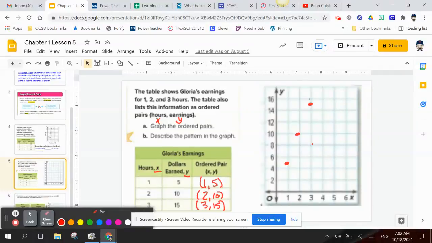So to describe the graph, for every 1 hour, she makes $5. That's the increase of your graph. For every 1 hour she works, she makes $5.